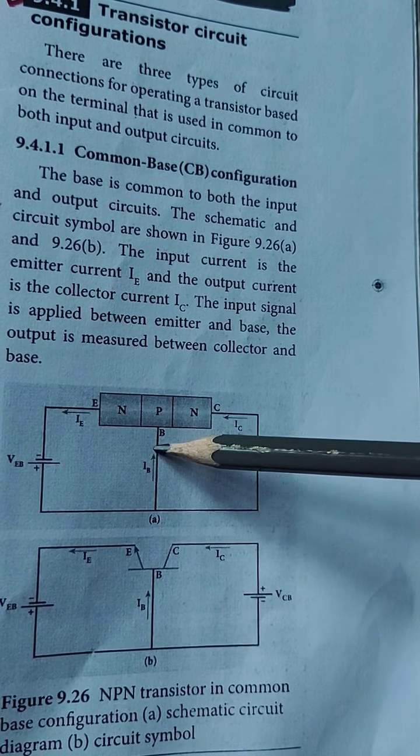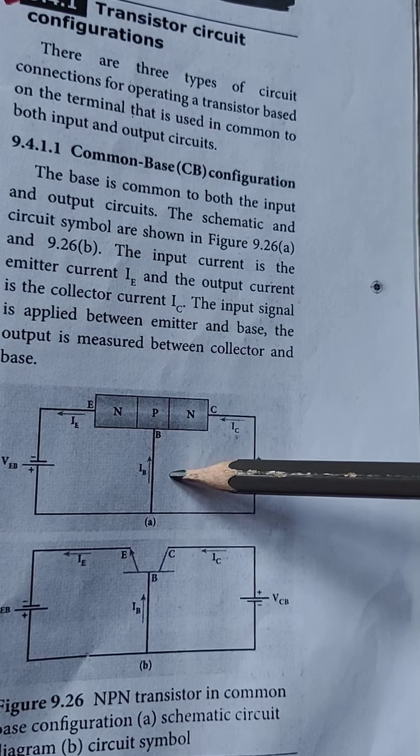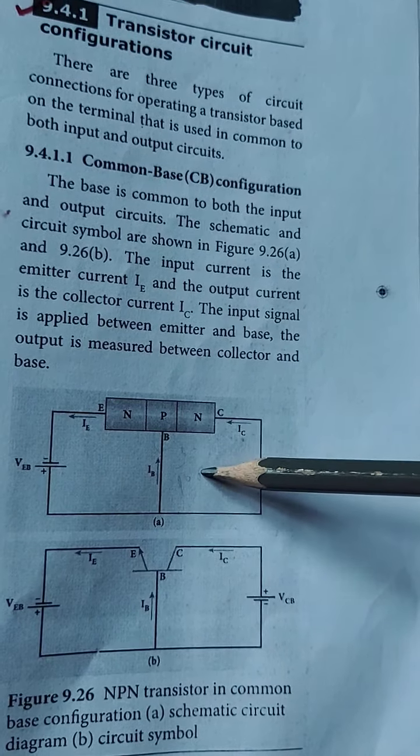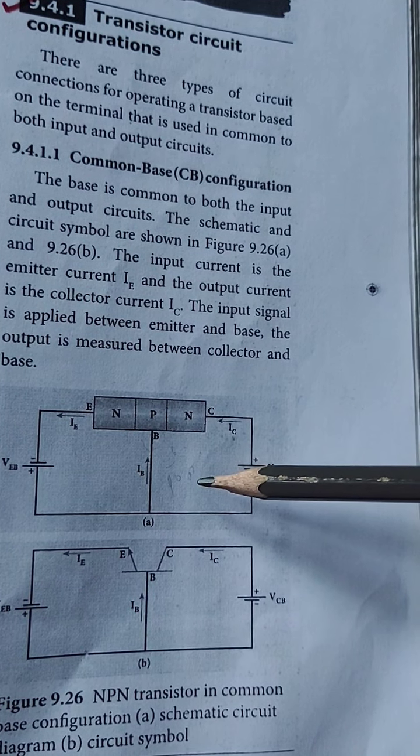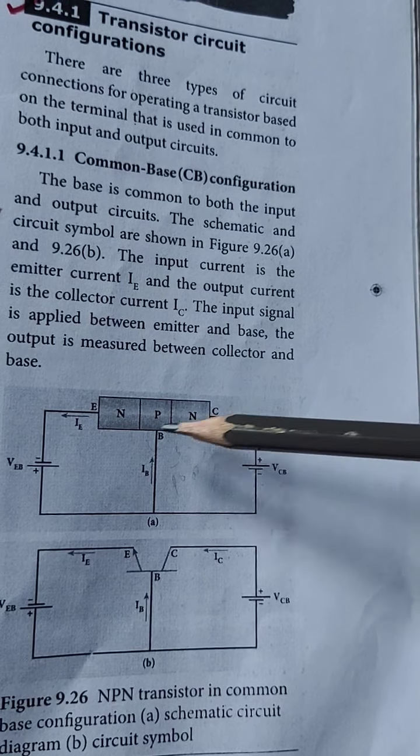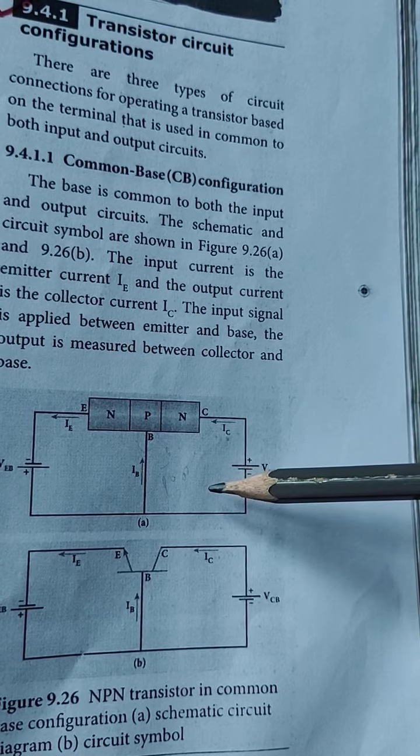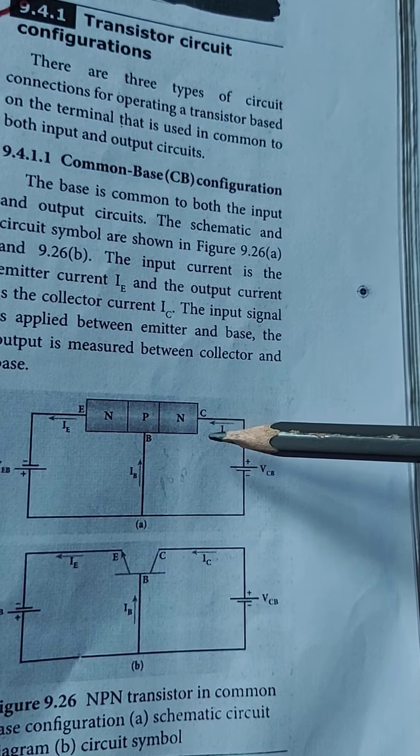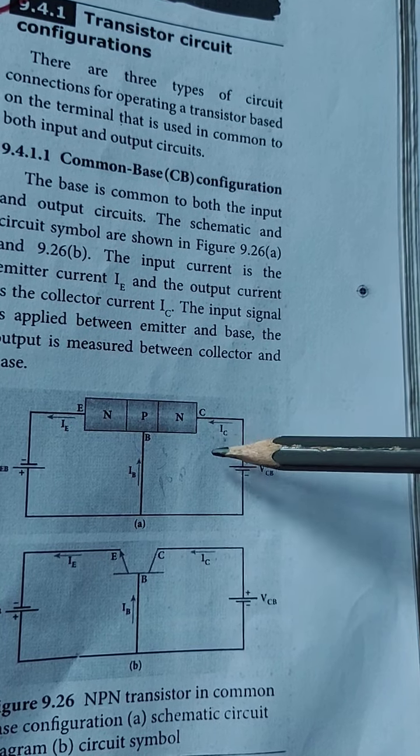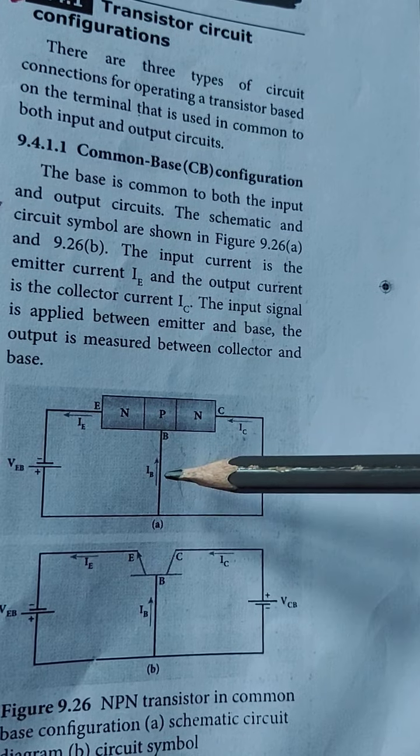The base is a very thin region, about 1 micrometer, which means 10 power minus 6 meter, and it is very lightly doped compared to the other two regions, emitter and collector. The main function of the collector is to collect the majority charge carriers supplied by the emitter through the base. This is the base of the transistor.